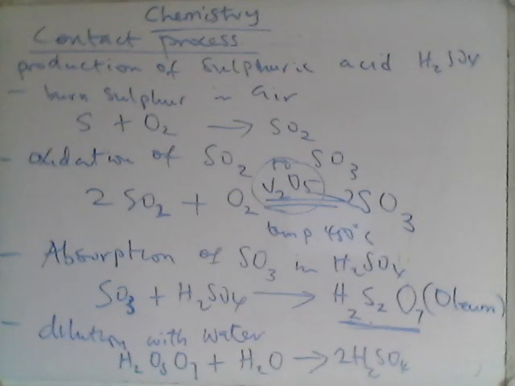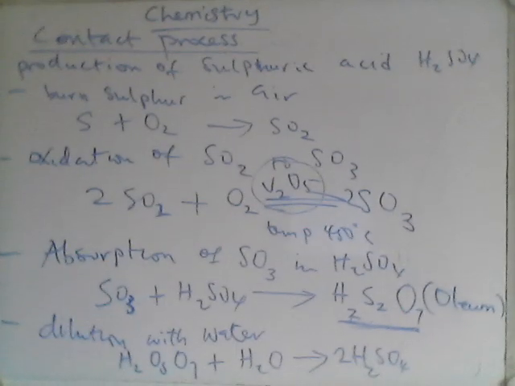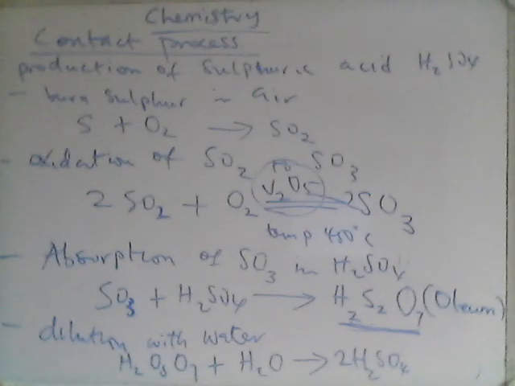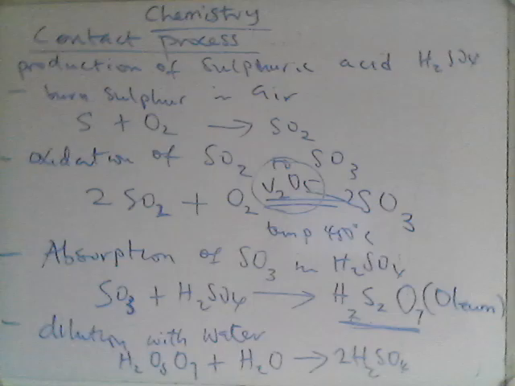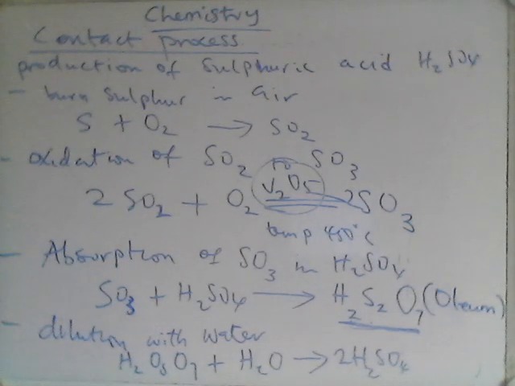So what are the uses of sulfuric acid? Number one, again, is to manufacture fertilizers, also detergents, paints and dyes, then battery acid. These are the uses.